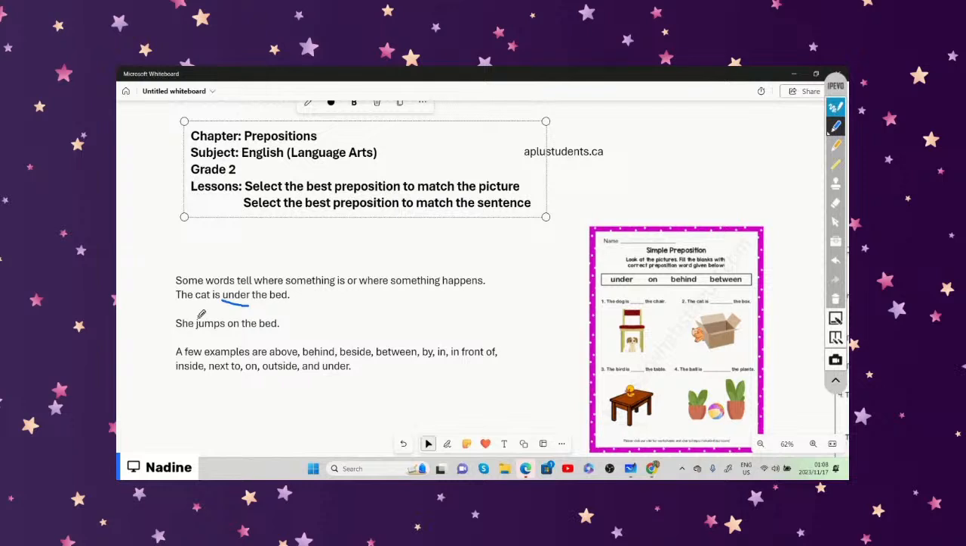She jumps on the bed. So where is she jumping to? She's jumping on, so on the bed. So basically, one of the prepositions is under, and this one is on.